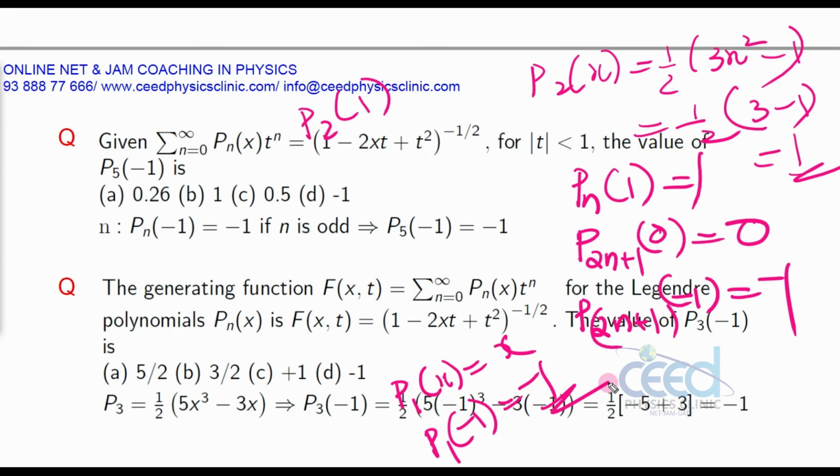Okay, so here P5 of minus 1 we want to find. So it is in the P(2n+1) of minus 1 format. So the answer is minus 1. So you can directly write the answer as minus 1. Here also again a question like that. P3 of minus 1. What is P3 of minus 1? This also is in this format. P(2n+1) of minus 1 is equal to minus 1. So the answer is D, that is minus 1.